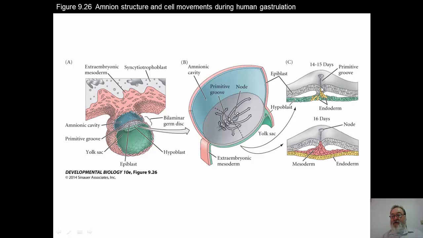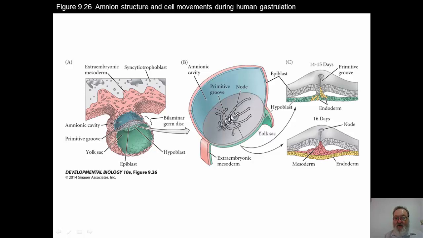We're getting the various mesodermal layers. The primitive groove is here. The endoderm is forming here. The mesoderm would be above that, and here you can see the mesoderm now here. Endoderm forms a layer or primitive gut, and here's the node. So this is gastrulation then taking place in the mammal.